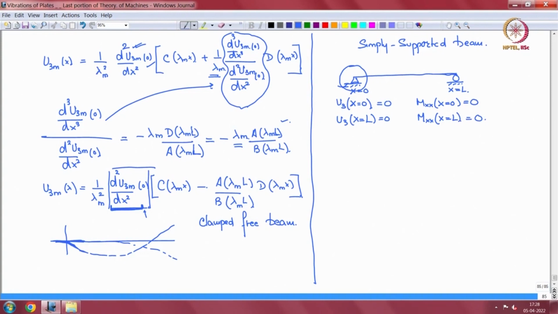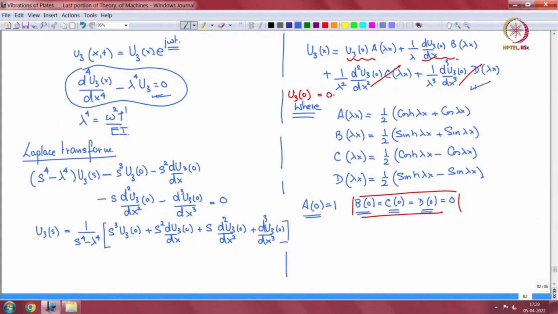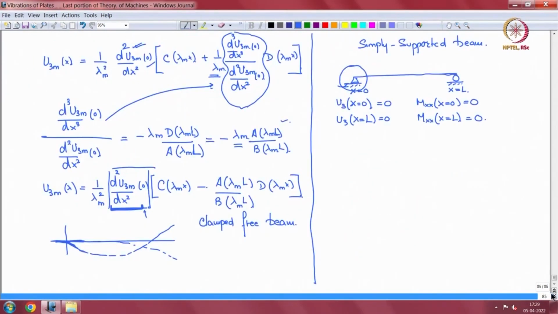Okay. So now if we do the same to the form we found earlier, if we use this form once again, what we will get is u3 at x equal to 0 should be 0. These conditions in terms of that u3 function, then u3 at x equal to L should be 0, then d2 u3 by dx square at x equal to 0 should be 0, and d2 u3 by dx square at x equal to L should also be equal to 0.